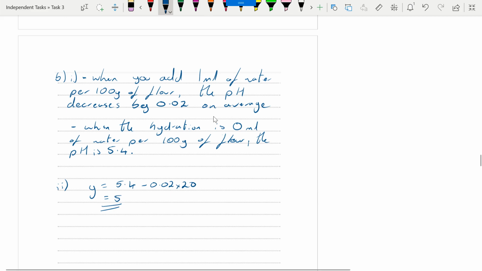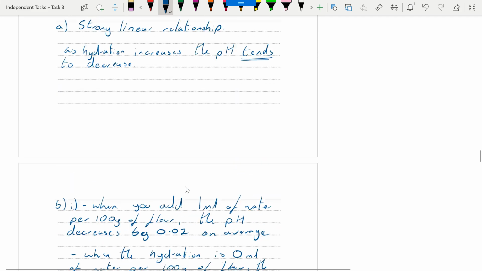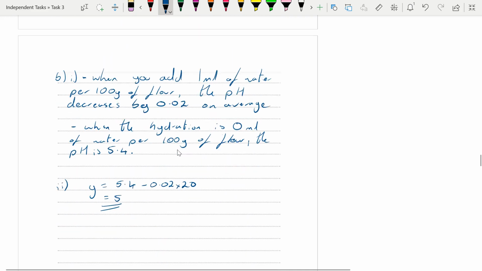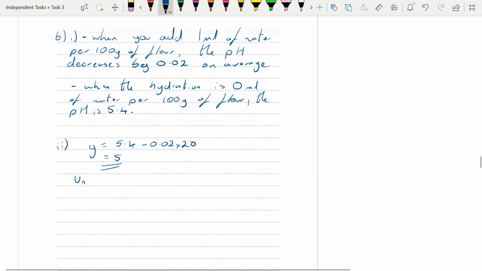Now, I'm going to talk about how this is reliable or unreliable. So 20 isn't on my graph, is it? So it's not in my data set. If it's not in your data set, it's unreliable. Okay, so I'm going to state that. This is unreliable, as 20 is outside the data set. If you've used the word extrapolation, that also works, but that's basically me describing what extrapolation is.